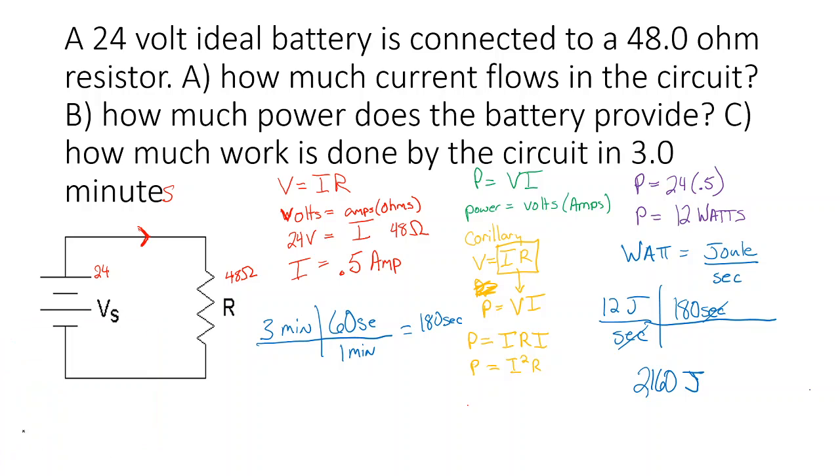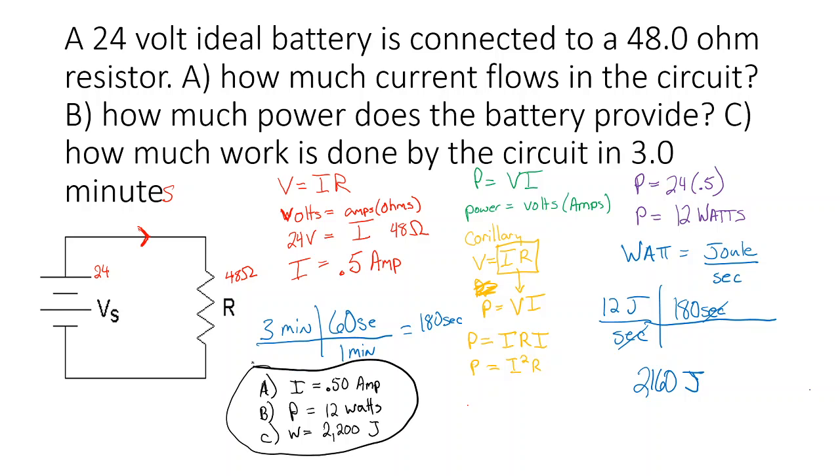That makes it answer time. We have in the question a total of 2 significant digits, so our solutions will have 2 significant digits. For part A, I equals 0.50 amps. For part B, P equals 12 watts. And for part C, the work is 2,200 joules.